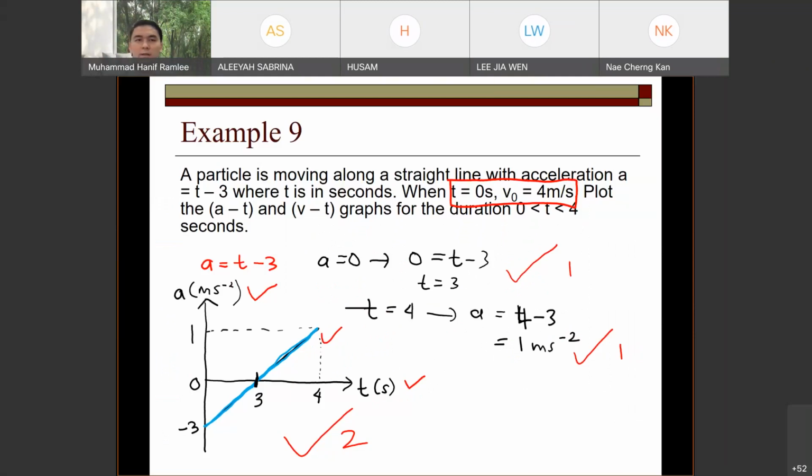Just to remind you, in the final exam, there will be one question on rectilinear motion. You have to draw the graph. You have to get the answer of, for example, V, or for example, displacement when t equal to something. So it is the same as this one. You have to draw the graph. So this is maybe a clue for the final exam: there is one question on rectilinear motion.